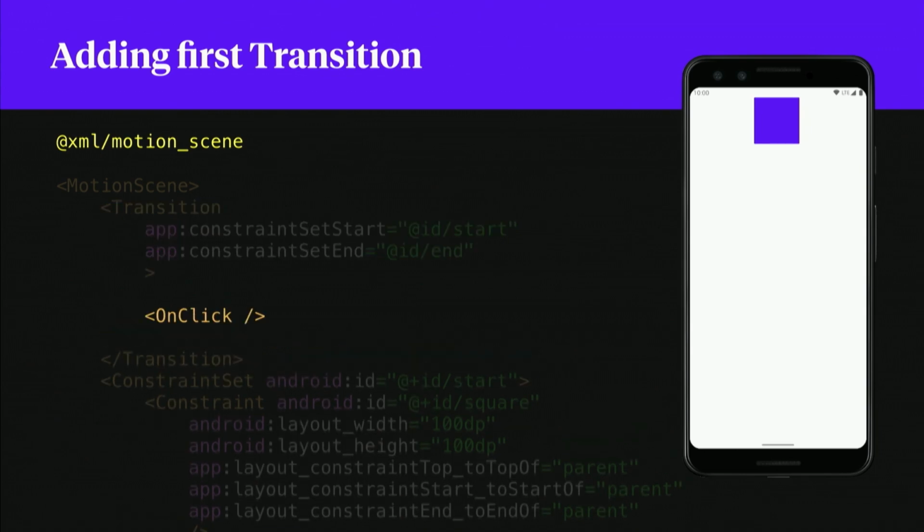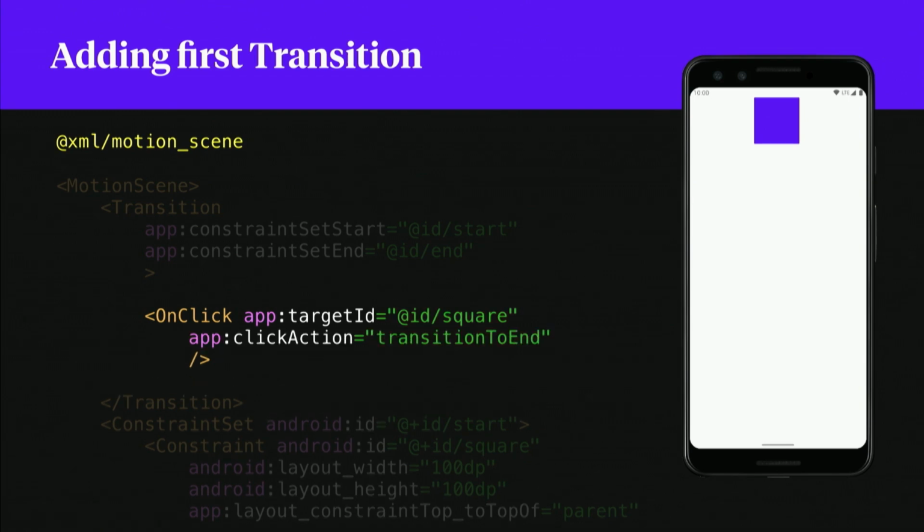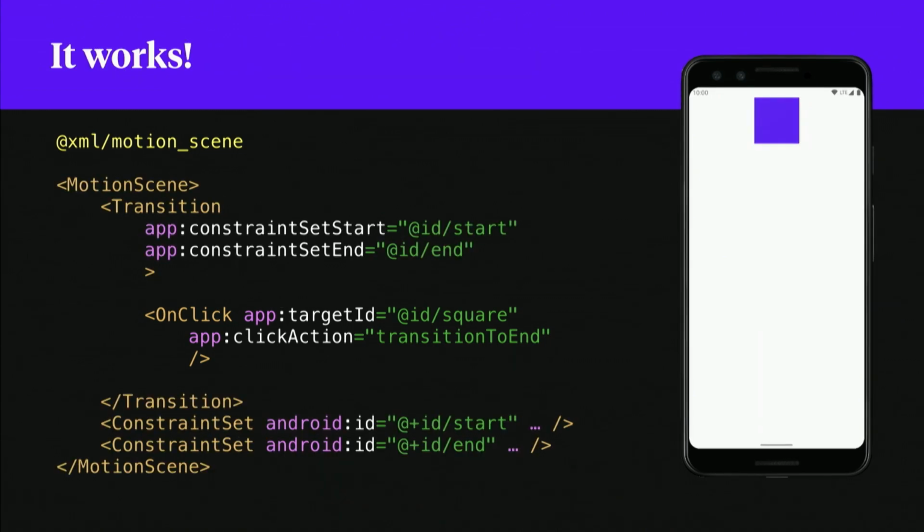So now I need some user input, or a way to trigger this transition. I'm going to start with an onClick and all its properties. The onClick is going to target the square, which means when you click the square, that's when the animation will actually run. I'm going to specify click action will transition to end, which tells MotionLayout to start wherever it is in the current motion scene progress and transition to the end of the transition. So if I compile this, it works.